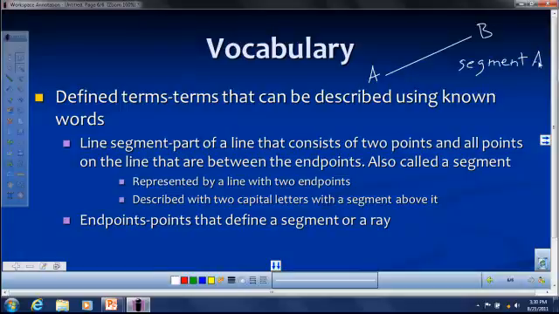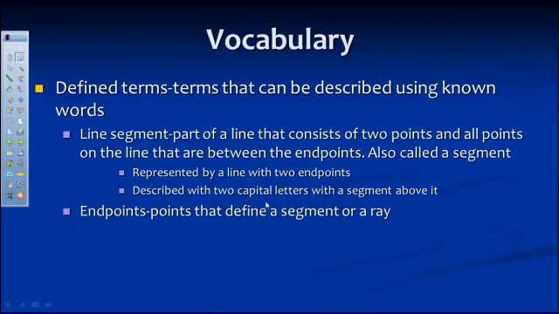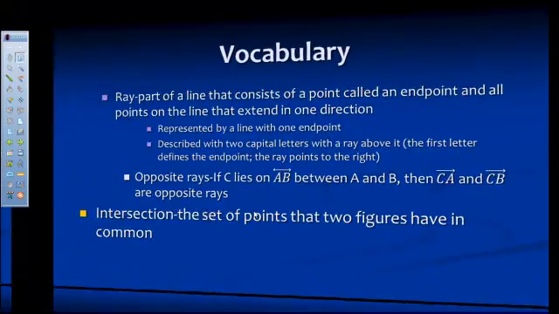AB, or we can write AB and put a little segment above it. We could also call this, by the way, segment BA. Either one would be fine. Okay? We talked about endpoints, so we can move on.